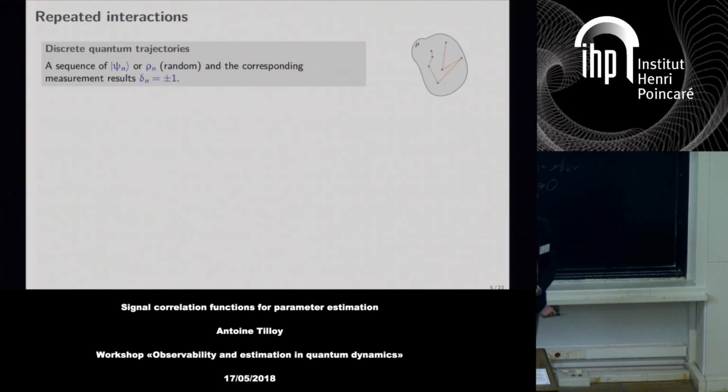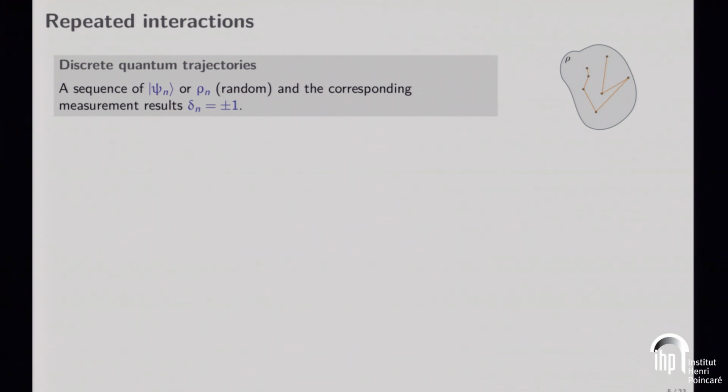And if you want to be a little pedantic, you can even call that a discrete quantum trajectory. It's a sequence of states that are random, and this randomness just corresponds to the randomness of the measurement result. So this is sort of to show the Hilbert space, and you have your density matrix or your state doing a random trajectory in this Hilbert space, a jumpy trajectory.